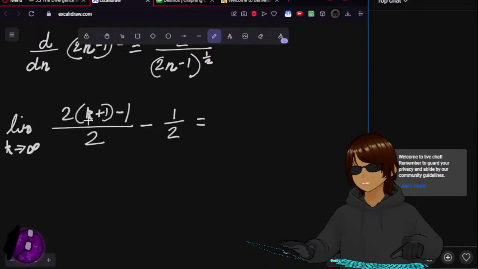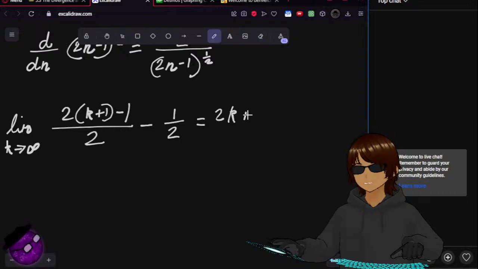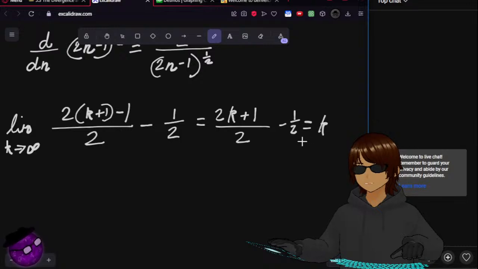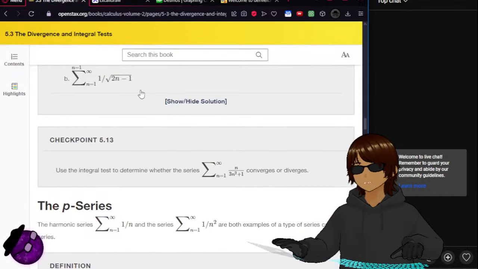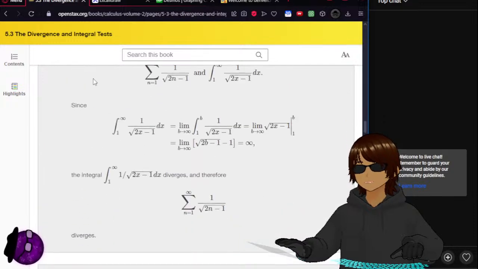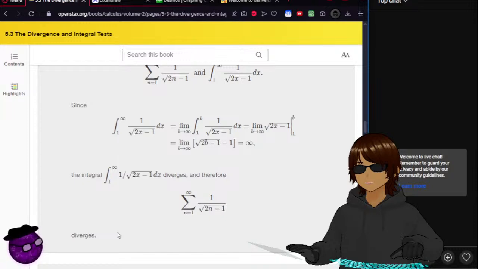Wait, this will go to infinity. 2k plus 2, there's a minus 1, so minus half. This is just k. And this will go to infinity. So this sum goes to infinity. Therefore, this diverges.